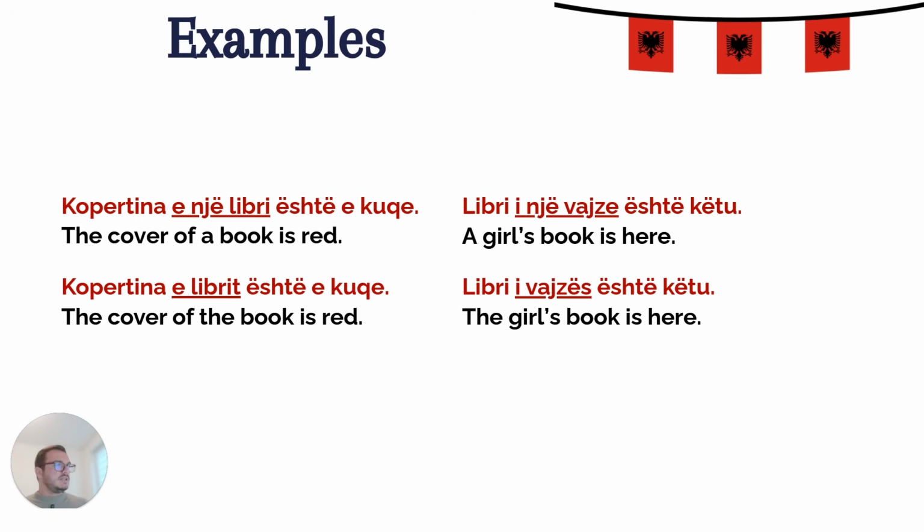Likewise in the feminine, libri i një vajze është këtu. A girl's book is here, literally the book of a girl is here. And in the definite, libri i vajzës është këtu. The book of the girl is here, or the girl's book is here.